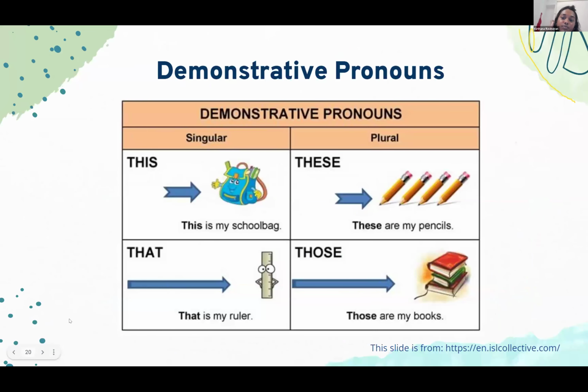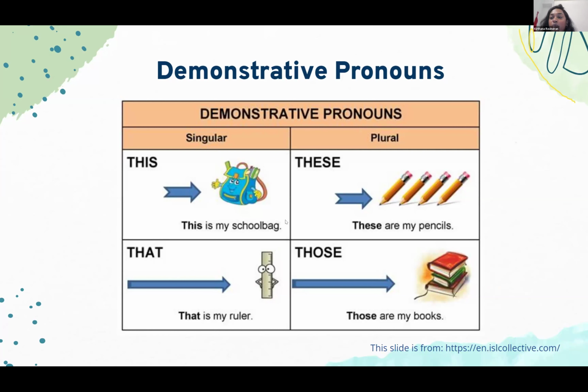Okay, so do you see the difference in singular and plural? This is my school bag. These are my pencils. Because you're talking about one school bag, and then after you're talking about 4 pencils. Okay? Then the same way, that is my ruler. Those are my books. So you say that when it's far away. So if your ruler is far away, you say that is my ruler. Your books are far away, you say those are my books. Because you're talking about 3 books. If you're talking about 1 book, you say that is my book. Anybody have any questions?